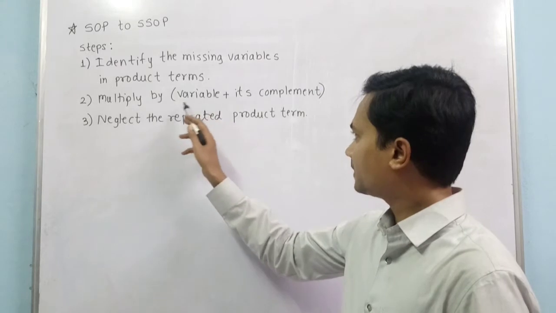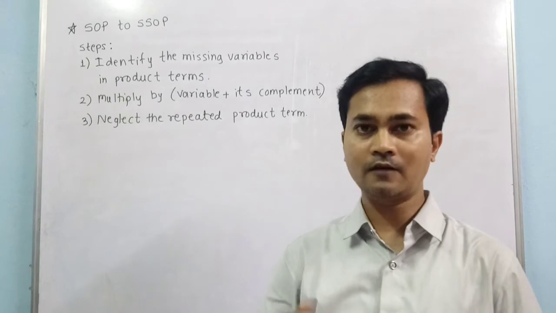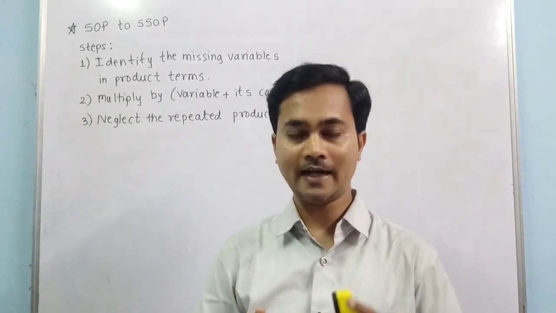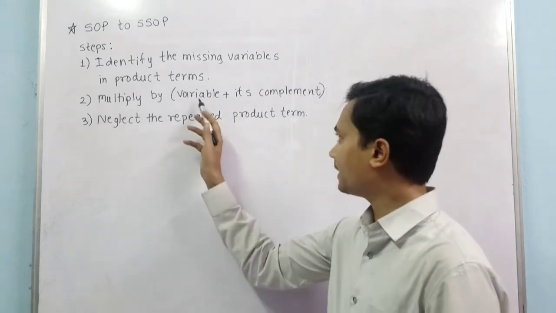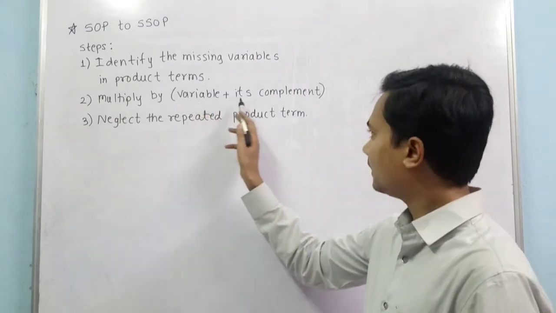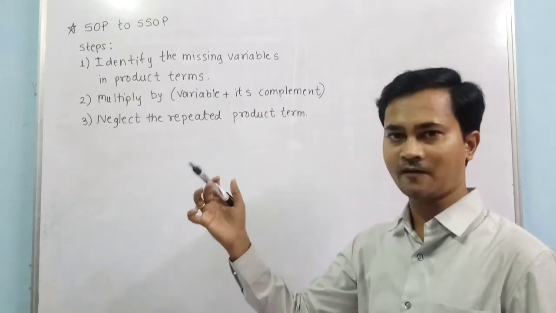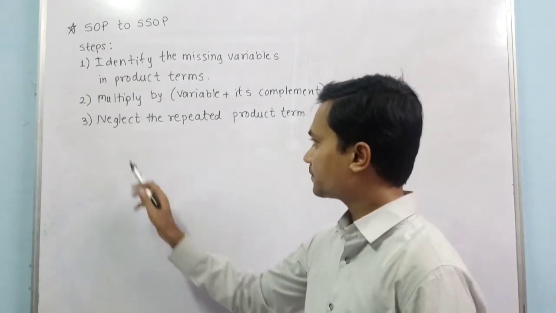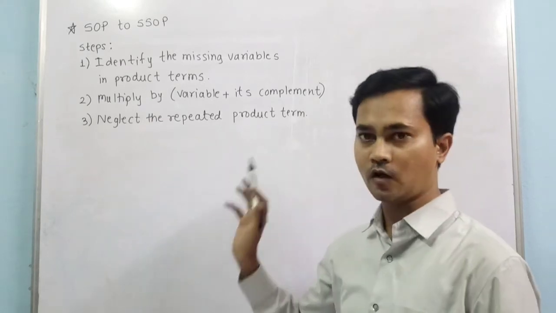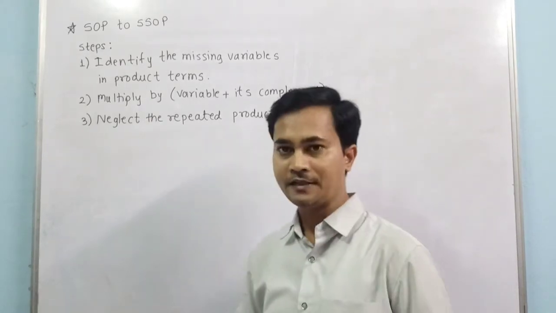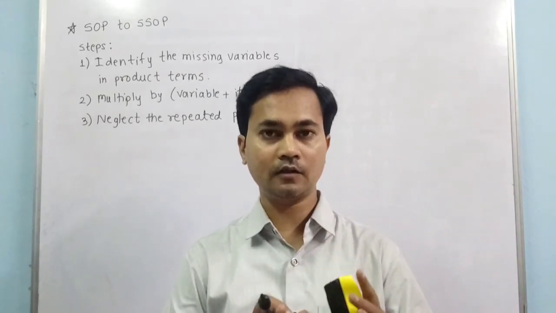Suppose the variable a is missed in the product term, then we have to multiply that particular product term by a plus a bar. This is just for an example. Now the third step is to neglect the repeated product terms. Whichever term is repeated, we have to take that particular product term only once.